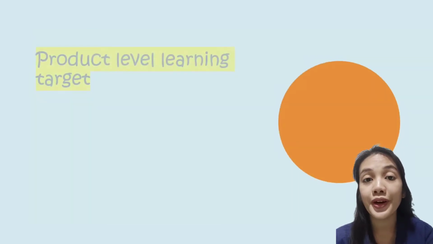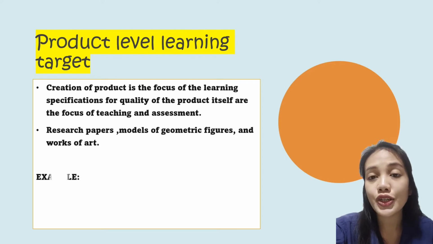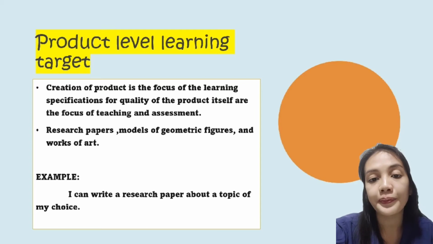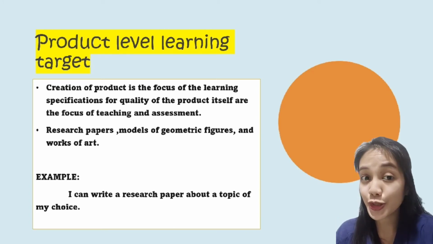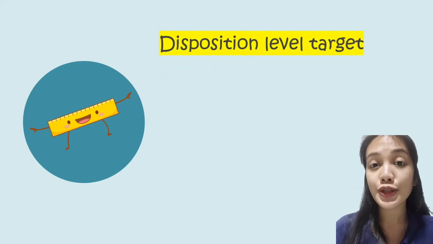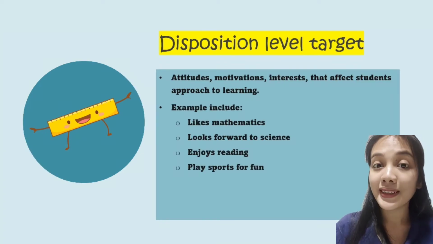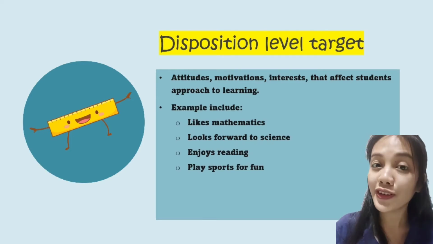Next is the product target. Creation of a product is the focus of the learning. Specification of the quality of the product itself is the focus of the teaching and assessment. This product target addresses the creation of products, such as a research paper, models of geometric figures, and work of art. The last, the disposition target, addresses the kinds of attitude we want the students to have. Example, like of mathematics, science, enjoy reading, and play sports for fun.